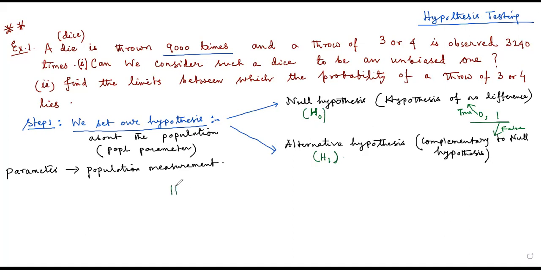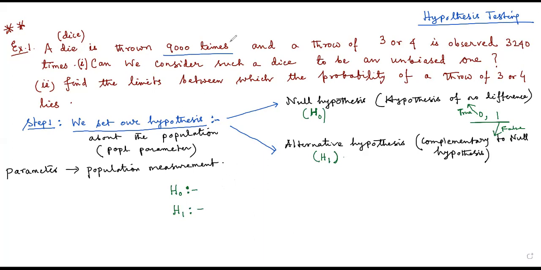And remember that this null hypothesis is actually a statement. This null hypothesis is not a formula or any mathematical expression. It is a statement about the population parameter. Okay, so what sort of population parameter are we going to consider over here?